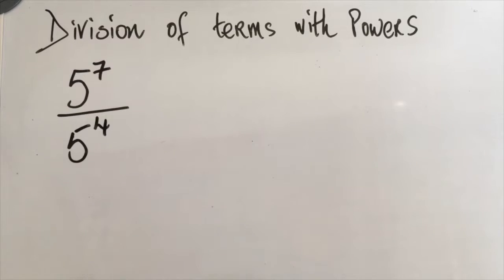Let's try another where the base is a constant. This time we have 5 to the power of 7 divided by 5 to the power of 4. Pause the video and see if you can write out the next step.